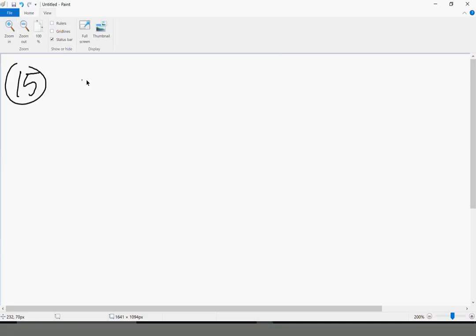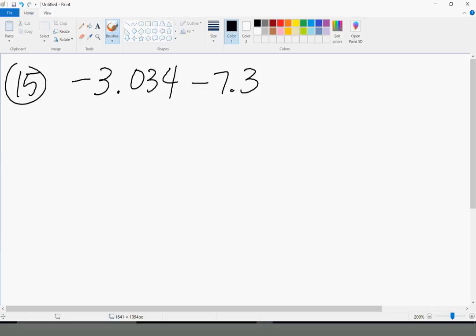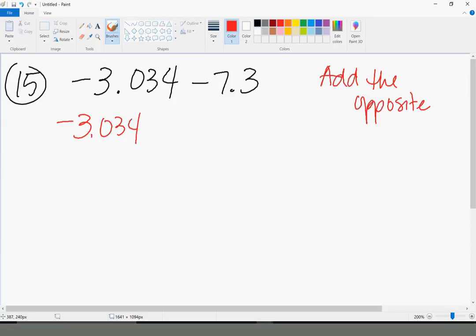Okay, number 15. We have negative 3.034 minus 7.3. So we're subtracting integers, so let's change this to adding the opposite. And then we can use our adding integer rules. So we're going to keep the first number the same, negative 3.034. Change the subtraction to addition, and then we have changed 7.3 to the opposite, which is negative 7.3.